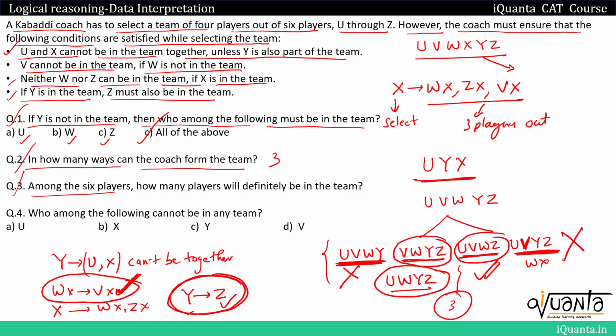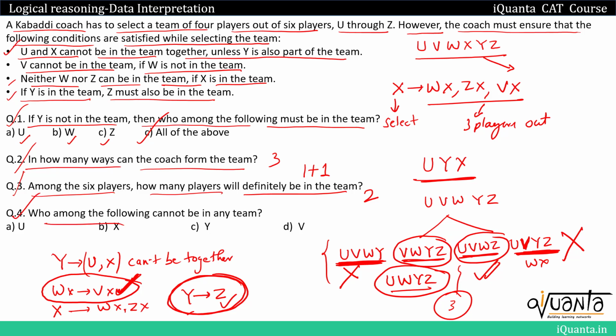The third question is, among the 6 players, how many players will definitely be in the team? So that means we have to find out which players are there in all the teams. V is there only in 2 teams. W is there in all the teams. Then do we have Y in all the teams? No, we do not have Y in the second team. Then do we have Z in all the teams? Yes, Z is there in all the teams possible. So W and Z are the players who will be there in each and every possible team. So there are 2 players who will definitely be in the team.